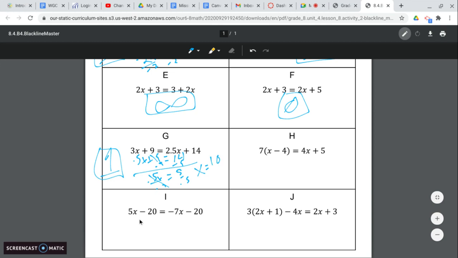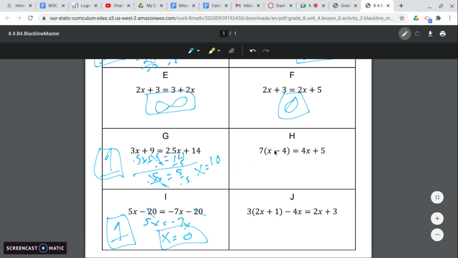Down here, what do you think is going to happen? This one's a little weird. Our coefficients are different, but our constants are the same. So that means the constants are going to cancel out. We're left with 5x equals negative 7x. Now you may be saying, well, this isn't true for any x. But what it means is there is exactly one solution, x equals 0. That's the only solution there can be for this.